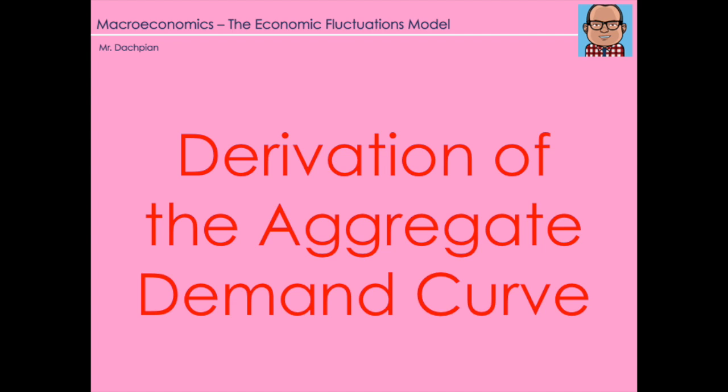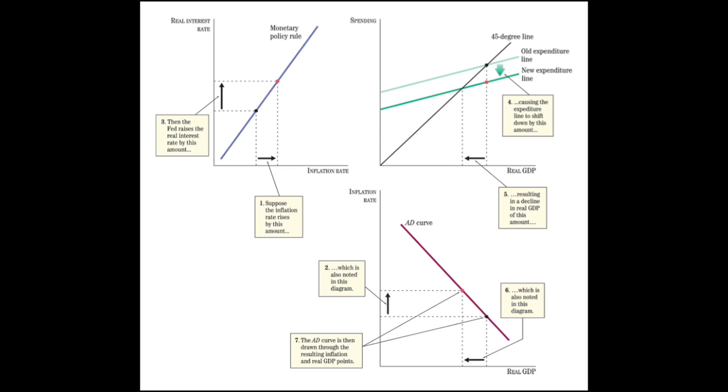The aggregate demand curve has a negative slope. An example: a higher inflation means lower real GDP. A change in the real GDP due to a change in inflation is a movement along the aggregate demand curve. This figure illustrates how the aggregate demand curve is derived.